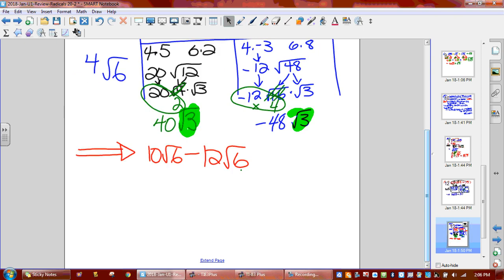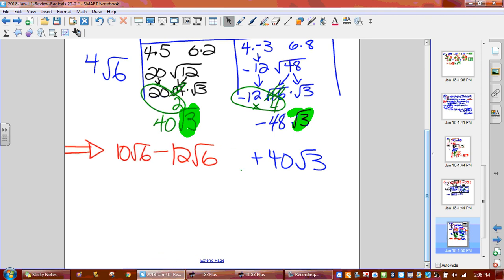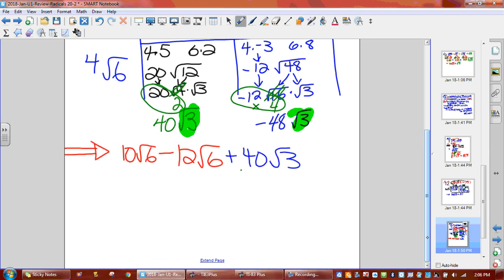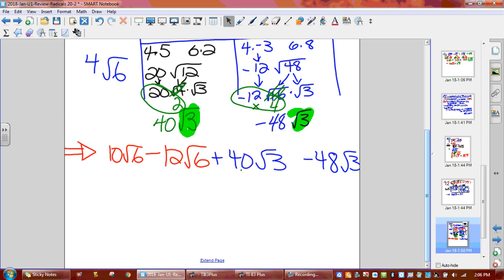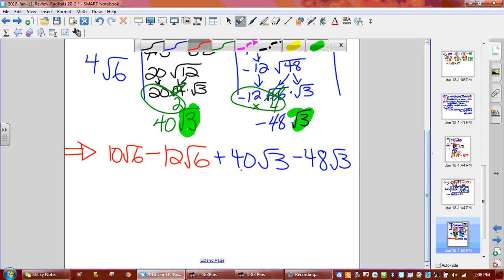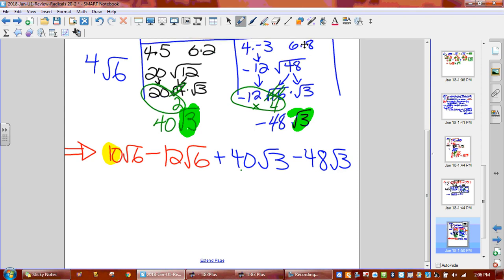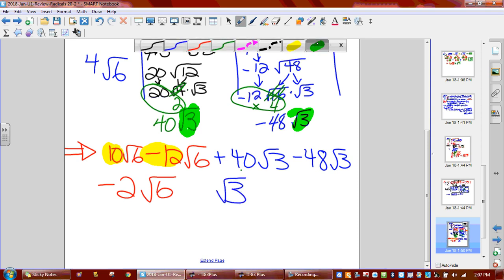Now, we're going to add the coefficients. So again, back after we multiplied, now we're just adding coefficients of the ones that match. So the root 6 will not change. I add my coefficients. I have a negative 2 out front. Over here, my root 3 will not change. All I've got to do is add my coefficients, 40 and negative 48. That's going to give me a negative 8. So we end up with both negative coefficients, our final answer after we have combined them. Okay, check your work. Now we're going to move on to dividing.